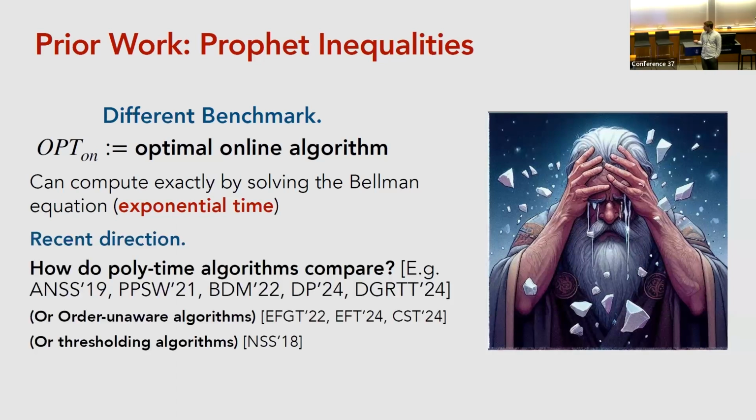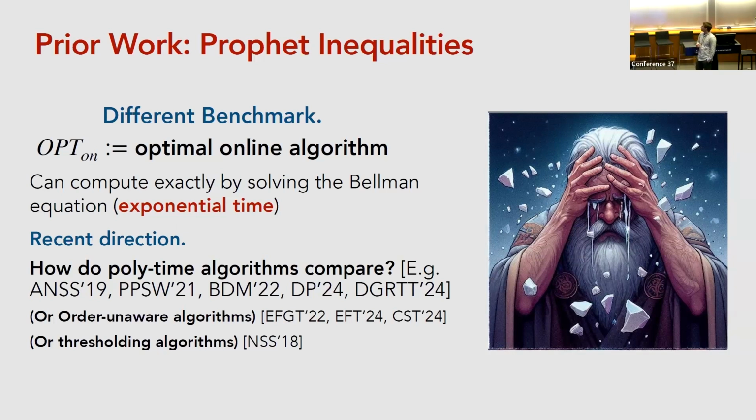So, as we mentioned, this is a somewhat new direction, but it has already seen a bit of research. And one of the most fundamental questions we can ask is how do polynomial time algorithms compare to this benchmark? I want to emphasize that you can also ask other interesting questions about this benchmark. You can look at order unaware algorithms, as we just saw, or thresholding algorithms. But in the case where the optimum online might take a long time, the most fundamental thing we could ask is maybe how do we compare if we need to be efficient?